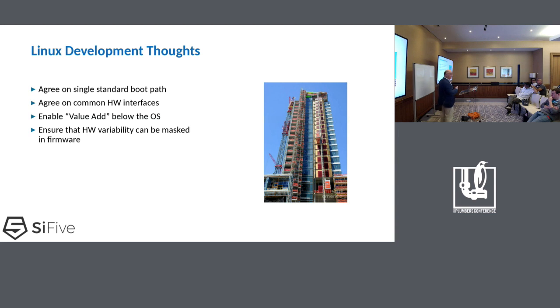And ensure that hardware variability can be handled, so that we can actually grow the system and move forward, so that we're not stuck with ancient APIs and ancient hardware. Find some way of masking hardware variability below the operating system, in the firmware, whether that's just ACPI-like, or whether we have to do something insane like SMM, I don't know. But we need to make sure that we aren't stuck with VGA as the only way of doing video, right?